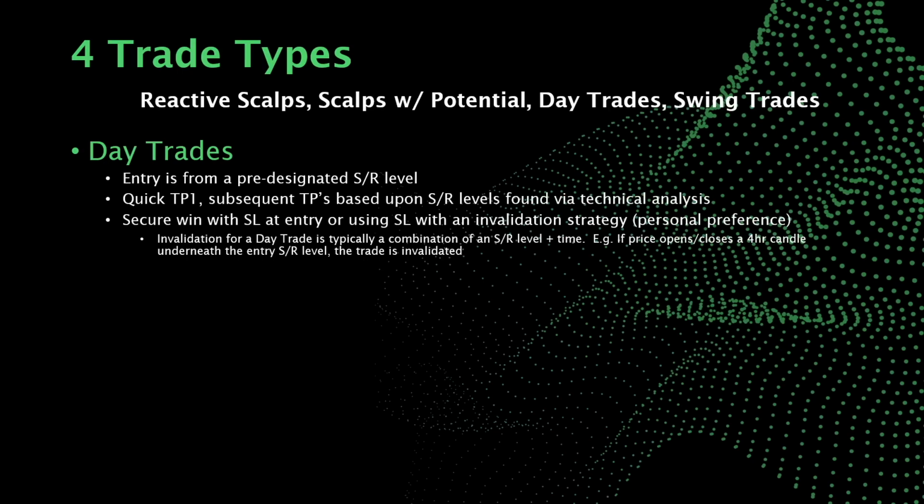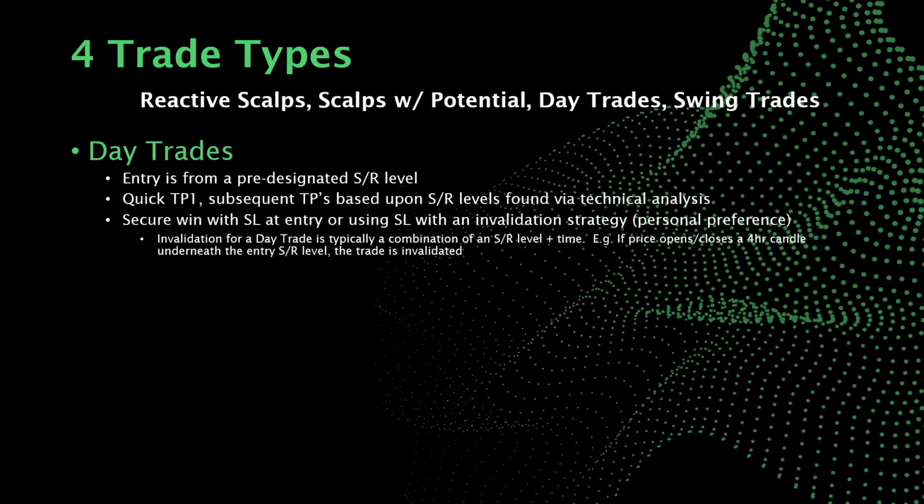Like I said here, we can secure the win with stop loss at entry, or we could use an invalidation strategy. For day trades, in my opinion, it's a personal preference. My personal preference, I secure the win with stop loss at entry. Why? Because I can always re-enter that day trade. If it comes and hits my level again and I see the volume I like, I'm fine grabbing a little bit of profits on TP1. I get stopped out at entry. I'm fine re-entering that trade again if I'm confident in that level and the volume looks right.